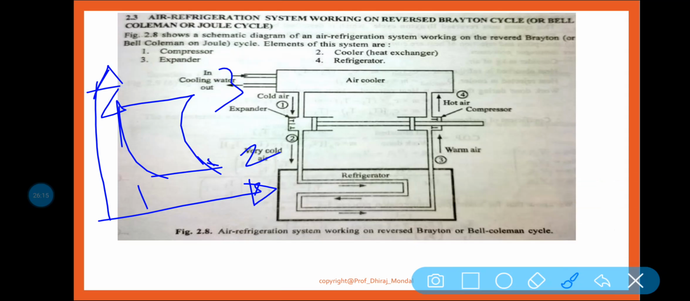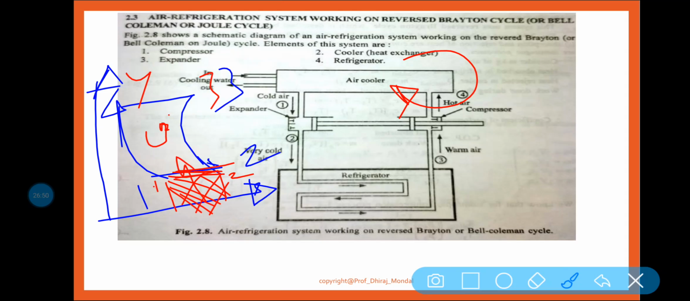So reverse means what? In case of Brayton cycle the cycle was clockwise, but in case of reverse Brayton cycle the cycle is anti-clockwise. That means here basically 1, 2, 3, 4. So what happened? 1 to 2, Q2 amount of heat is extracted. In case of Brayton engine, the Q2 amount of heat was rejected, but here Q2 amount of heat is extracted. So this amount of heat is extracted from the system, so that the system temperature will be maintained.